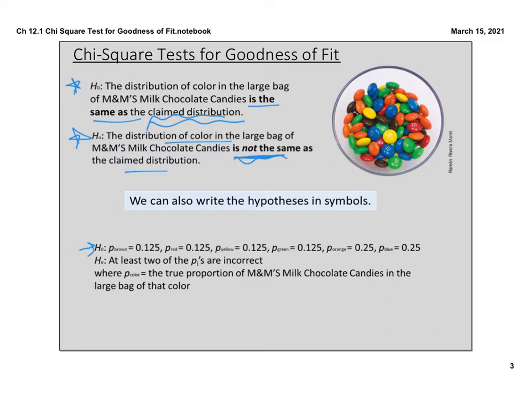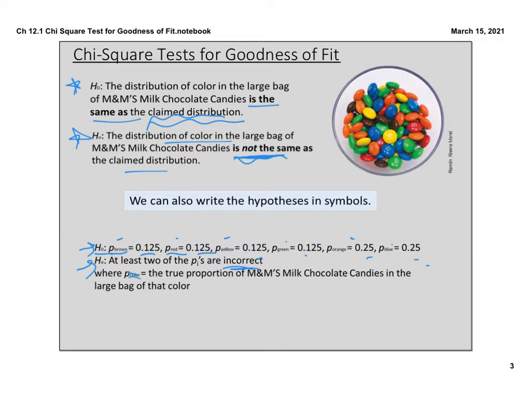So what they have here is that the probability of brown is 0.125, probability of red 0.125, and so on and so forth down the line. That's your null. And then your alternative is what they'll say is at least two of the pi's are incorrect. So at least two of these probabilities of our categories would be wrong. If you have two that are wrong, they're saying that's enough for us to say we have something different here. We have a different type of distribution.